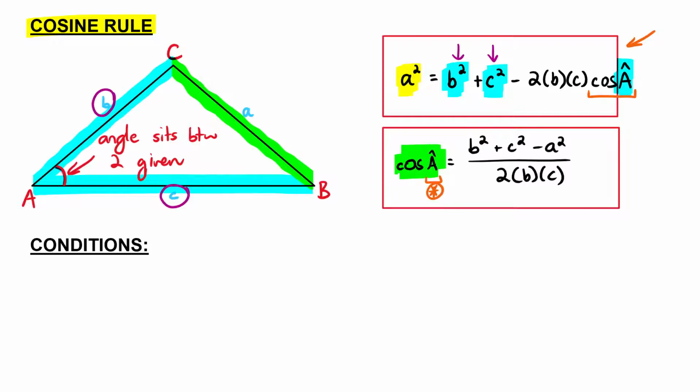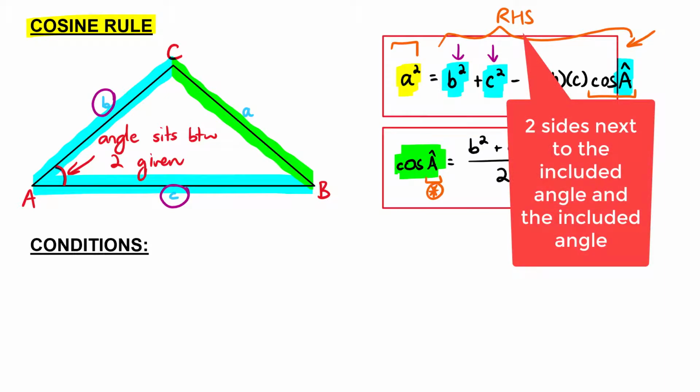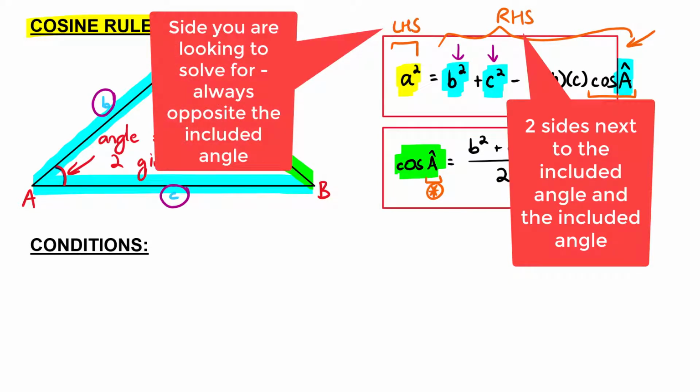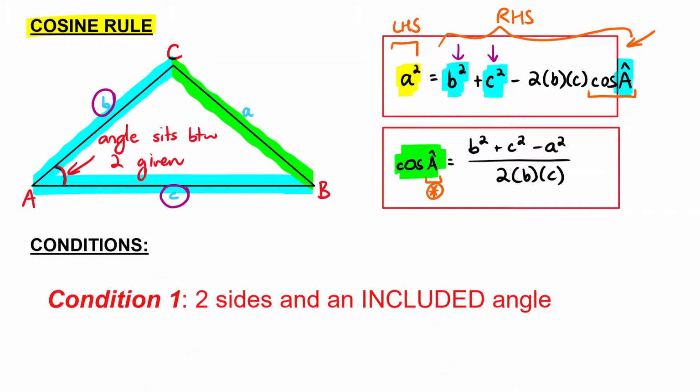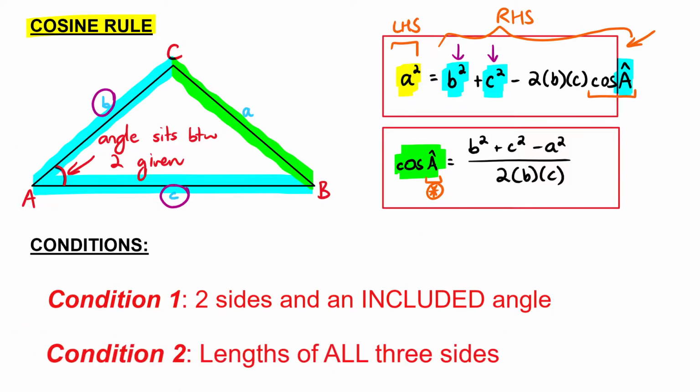I hope you understand that it's the included angle and the two sides that are next to it that form this entire right-hand side of the formula. And on this side of the formula, it's simply the side that's opposite to that included angle for the left-hand side. The two conditions that we have for using the cos rule are firstly, two sides and an included angle. So in other words, you need to have two sides and an included angle to use that rule. Or alternatively, you need to be given the lengths of all three sides in that triangle. So those are the two conditions that we have for the cos rule. Make sure you learn them as well as you can.